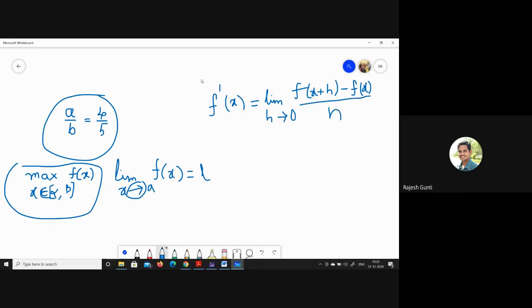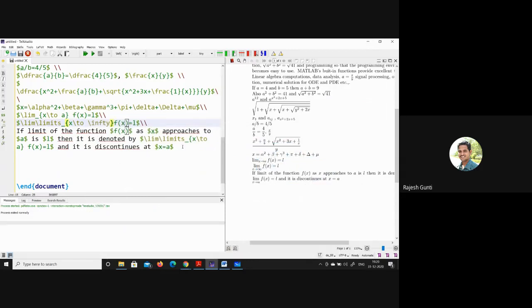I want to type this symbol: f dash x is equal to limit h tends to 0, f of x plus h minus f of x by h. How to type this one? How to get this type of the derivative of a function at x? Anybody tell me the derivative of f of x.